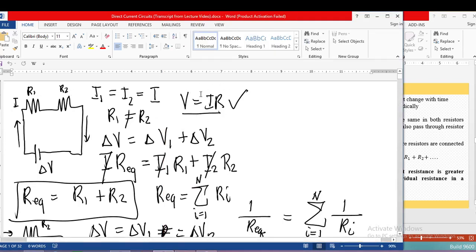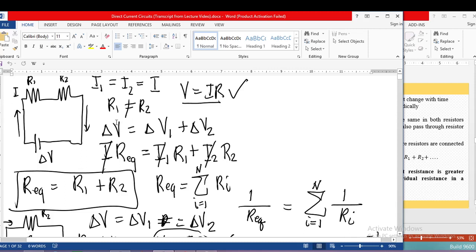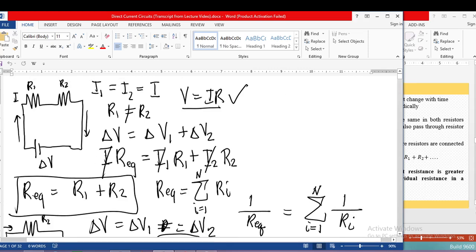Based on Ohm's law, V = IR, the voltage across each resistor in series is not the same. In fact, the sum of the voltages of R1 and R2 is equal to the voltage source. As you can see here, the voltage source is the sum of the voltage of R1 plus the voltage of R2. Using Ohm's law, delta V is equal to I times the equivalent or total resistance. The I here is the total current, and delta V1 is still given by I1 R1, and delta V2 is equal to I2 R2.